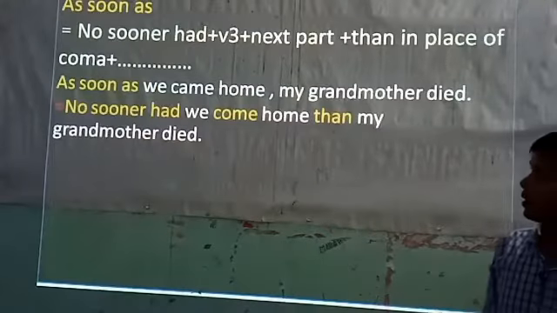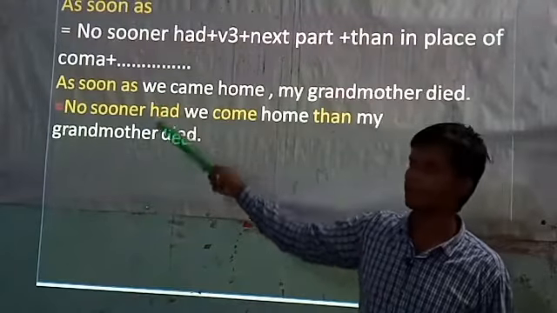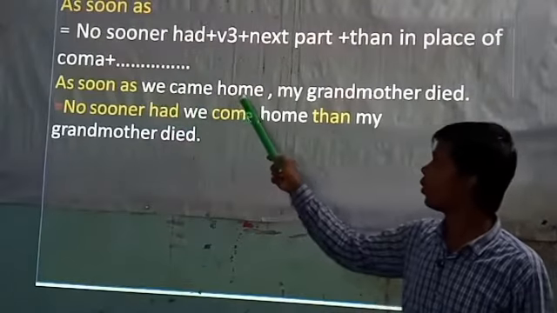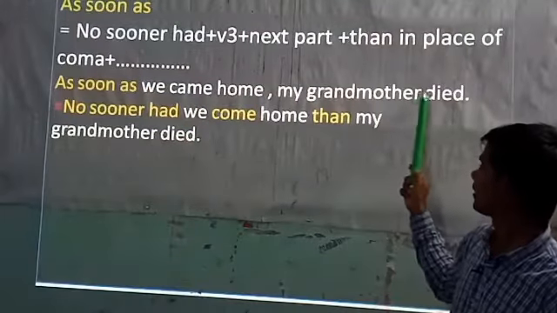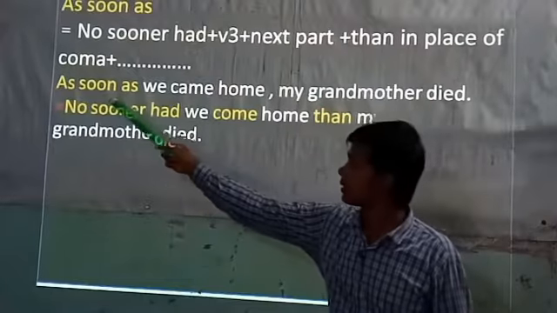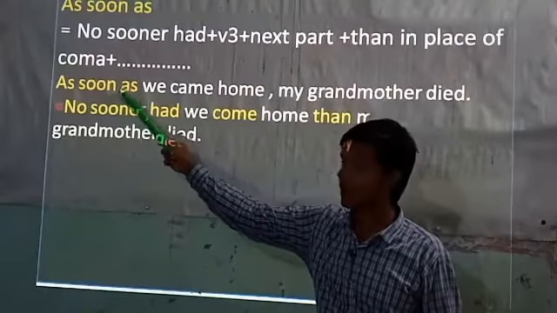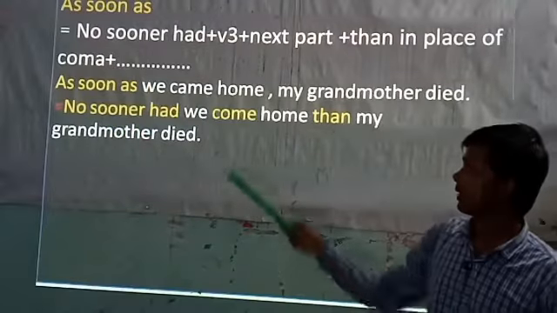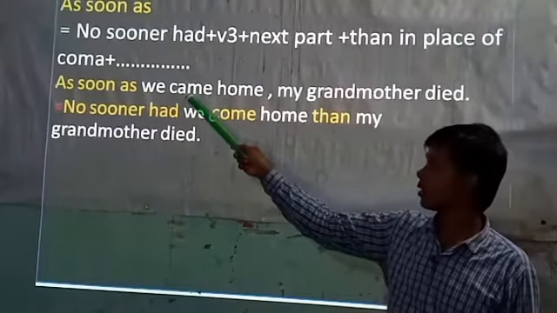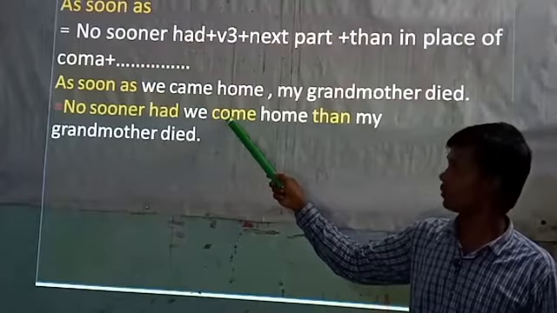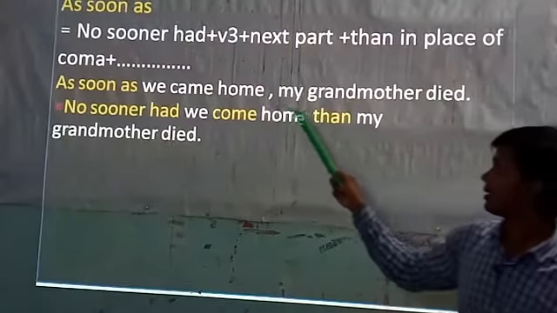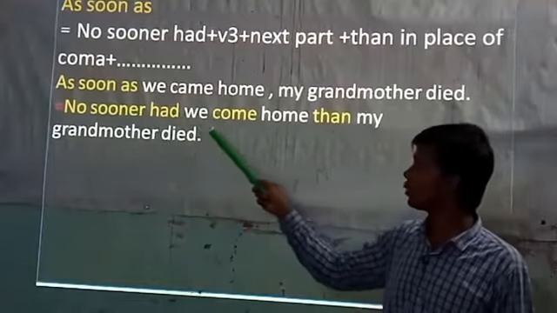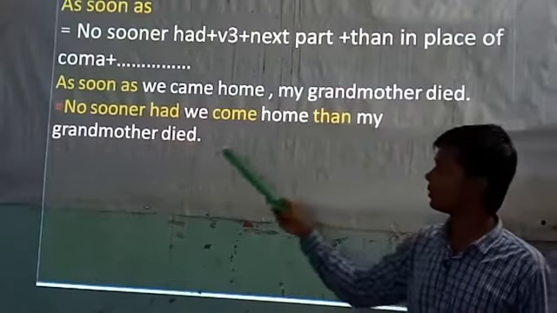So dear students, as soon as we came home, my grandmother died. So look at this. In place of as soon as, you will write no sooner had. Then came is here the past form. You must write the past participle form and then than in place of the comma. No sooner had we come home than my grandmother died.